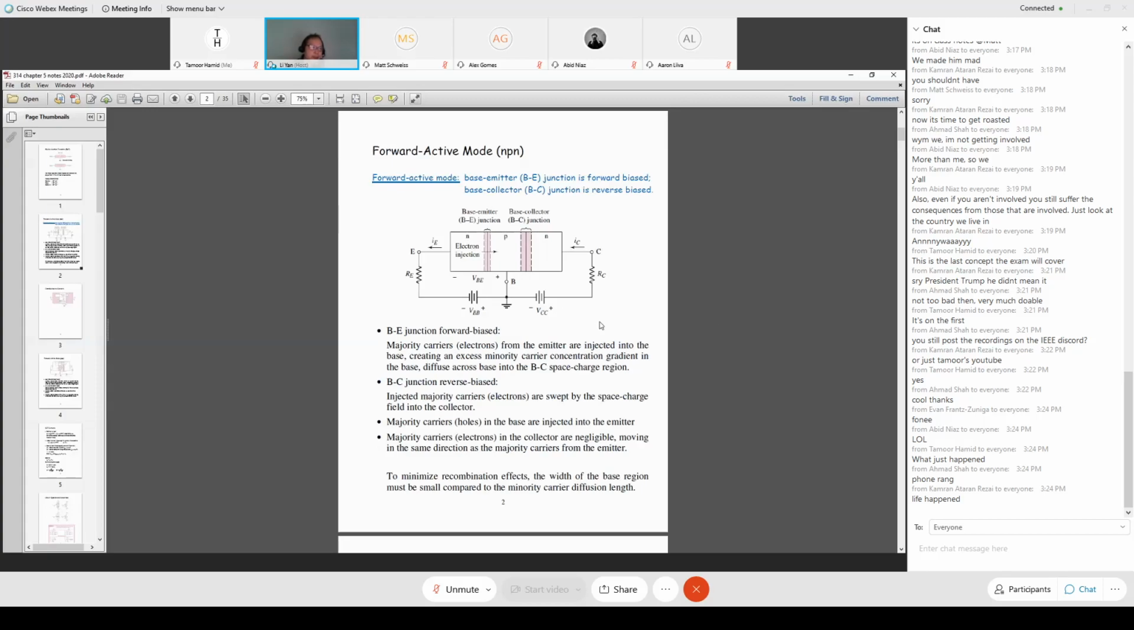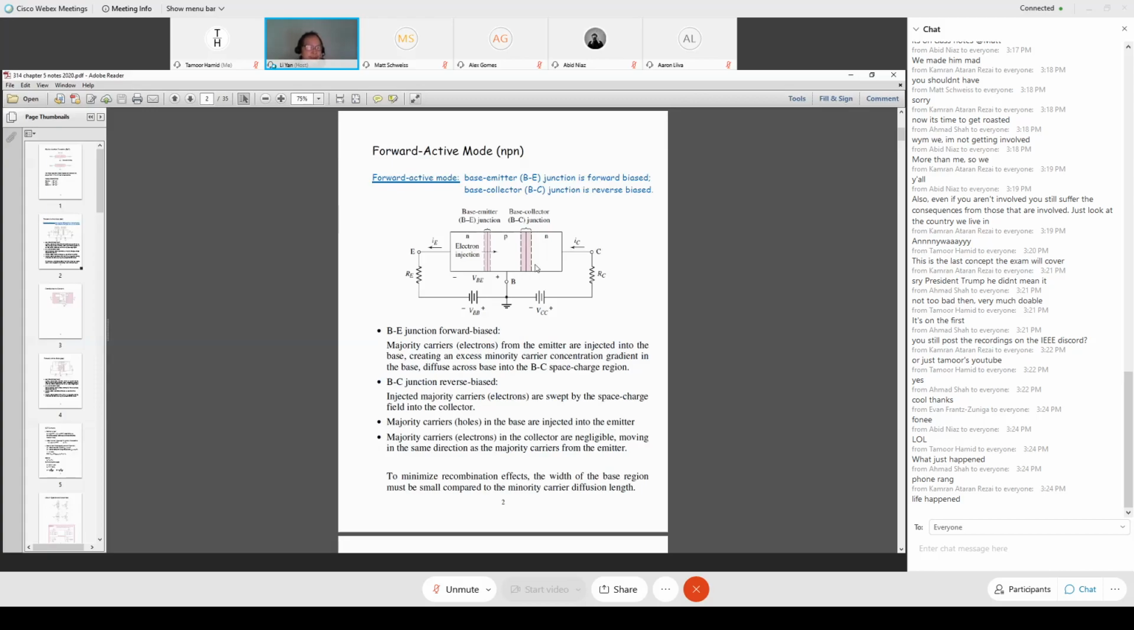So next, we'll discuss what happens to the majority carriers in the base. The majority carriers in the base are the holes here. Because this is forward biased, holes will be diffusing this way. So the majority carriers, holes in the base, are injected into the emitter because this is forward biased.